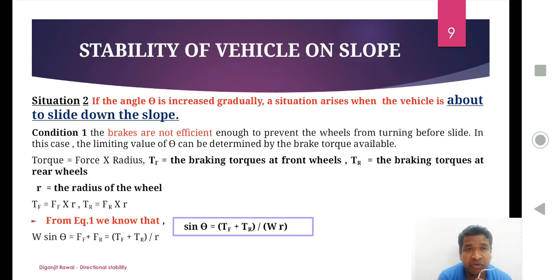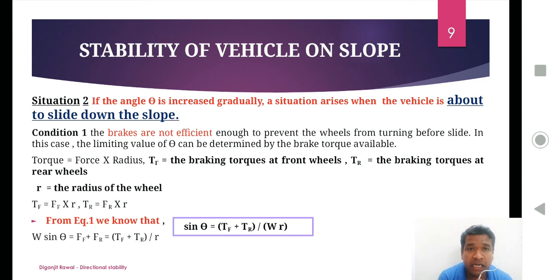Okay, and in situation 1, vehicle is about to overturn. So in situation 2, there are also two conditions. First condition, condition 1, the brakes are not efficient. So what is the first condition? In situation 2, the brakes are not efficient enough to prevent the wheels from turning before slide.